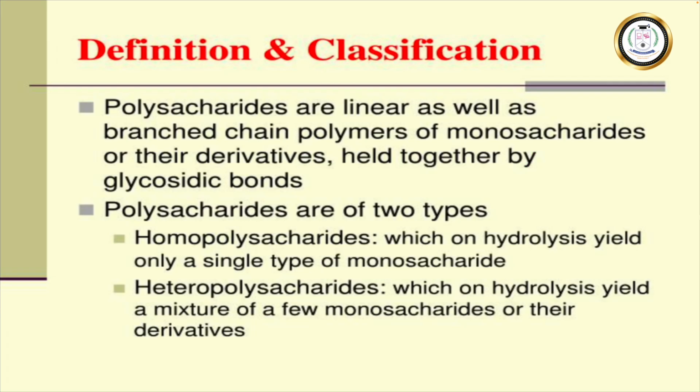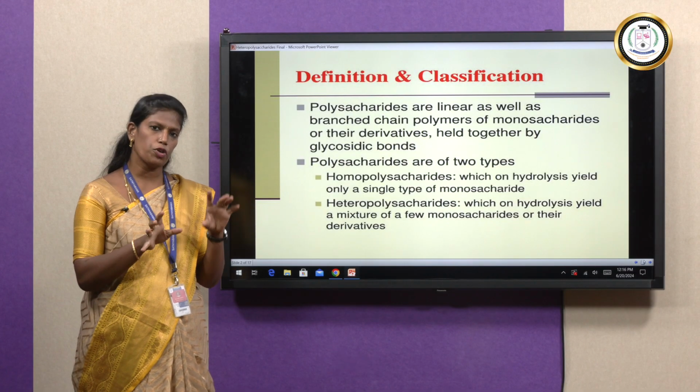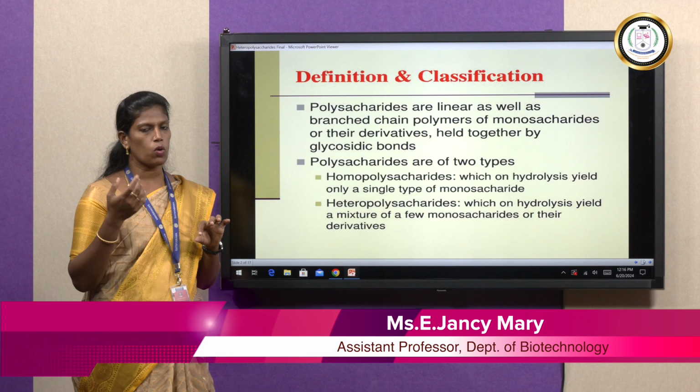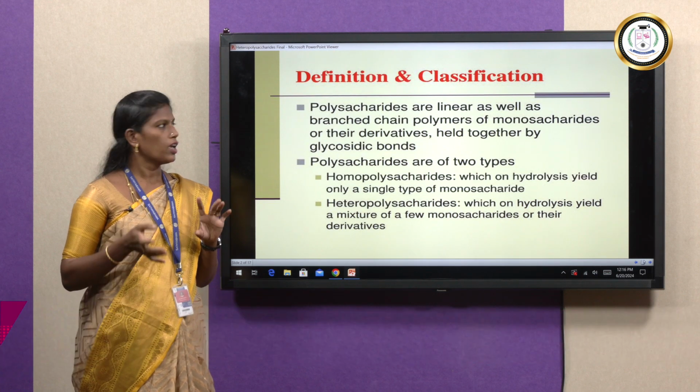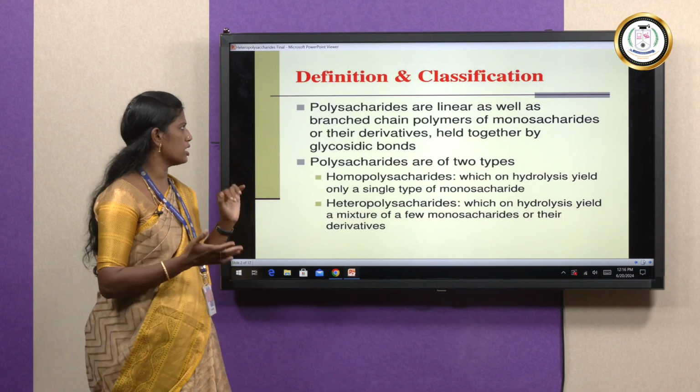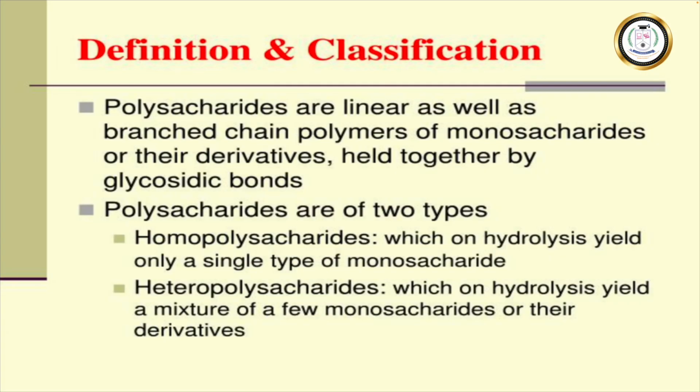First, carbohydrates. Carbohydrates are polyhydroxy aldehydes or ketones, which give monosaccharides upon hydrolysis. Carbohydrates are classified into 4 different types: monosaccharide, disaccharide, oligosaccharide and polysaccharide. Polysaccharides are linear as well as branched chain, held together by glycosidic linkage. Polysaccharides are of 2 different types: homopolysaccharide and heteropolysaccharide.